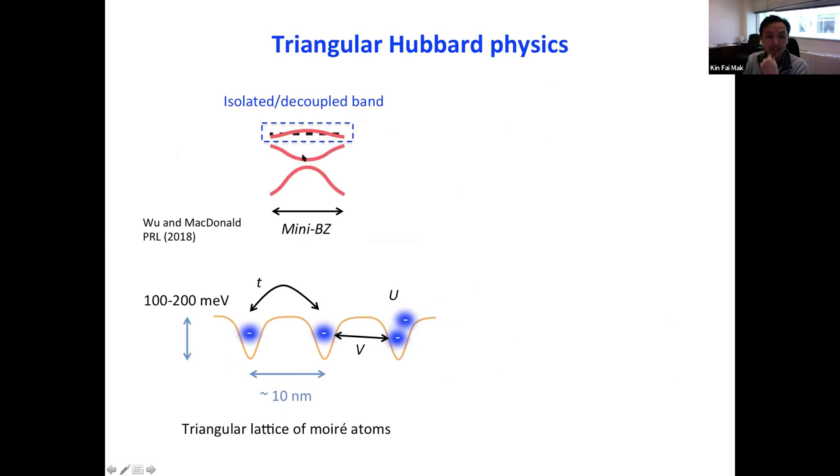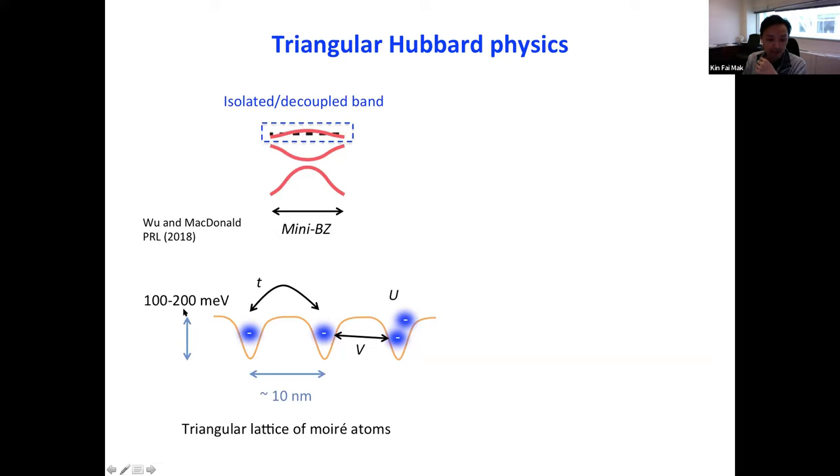Okay, so it was pointed out about 4 years ago by Fengcheng Wu, a former postdoc at CMTC, and also Allan MacDonald in a PRL paper, that if you have a well enough isolated band in this kind of material, the low energy physics can actually be mapped to a triangular lattice Hubbard model. In a sense, you would just think that the electrons are trapped by the moiré potential of this artificial array of moiré atoms.